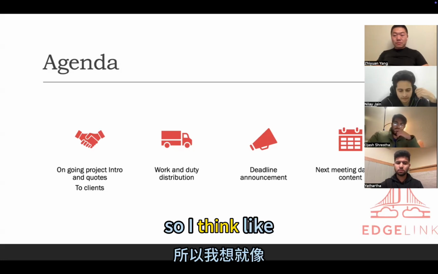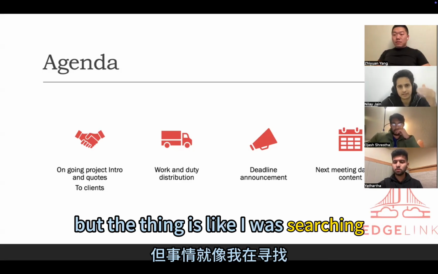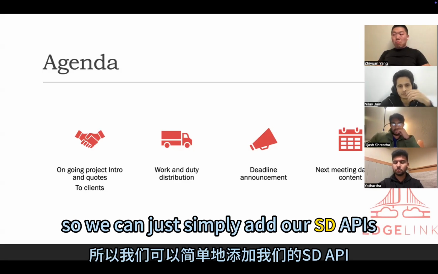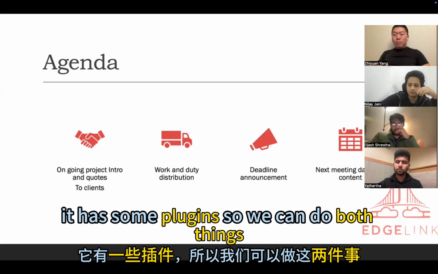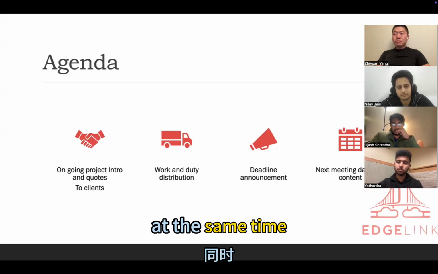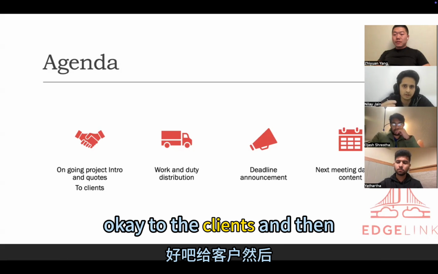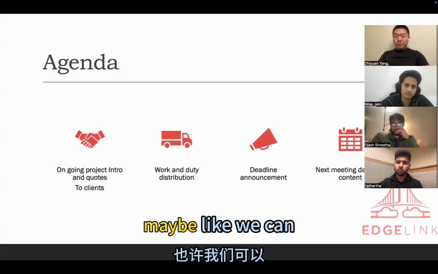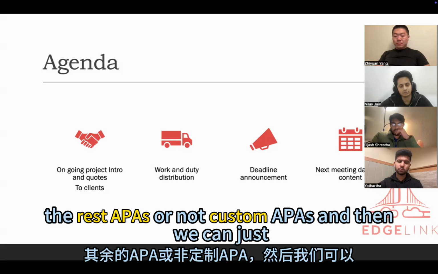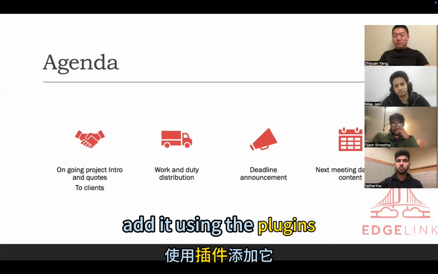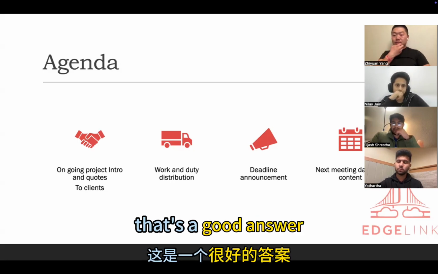So I think regarding WordPress, it will be much easier. But the thing is, I was searching, and we can simply add our REST APIs directly linked through WordPress. It has some plugins, so we can do both things at the same time. We can go with WordPress if we have to show something to the clients, and then, on the other hand, we can work on the REST APIs, our custom APIs, and then add them using the plugins. Okay, that's a good answer.